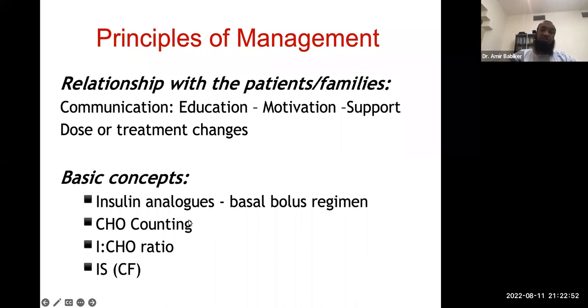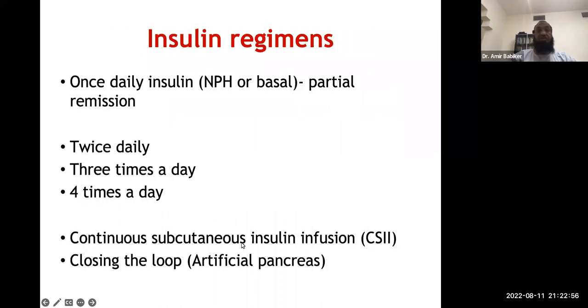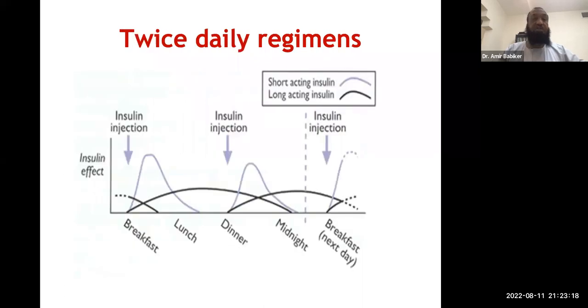So you need to know the different types of analogs and their durations so that you adopt the basal bolus regimen. Neonates sometimes are diabetic, so sometimes you don't need this basal bolus to be 4 times a day. So there are different regimens for the NPH and the basal. You give it twice daily, or 3 times daily, or 4 times daily. Okay, and then we have continuous subcutaneous insulin infusion, which can be an open or closed loop system with the use of sensors.